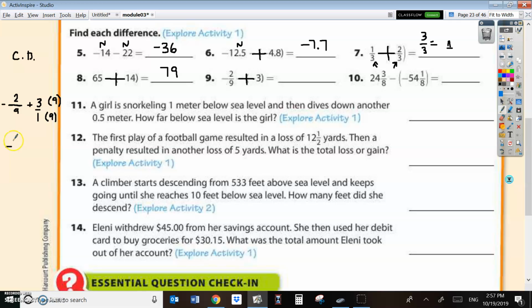So now I have negative 2 over 9 plus 27 over 9. These are different signs, so I have to subtract. So I have 25 over 9. And now just do division. 25 divided by 9 gives you 2, times 9 is 18. Subtracting gets 7. So we have 2 and 7 over 9.